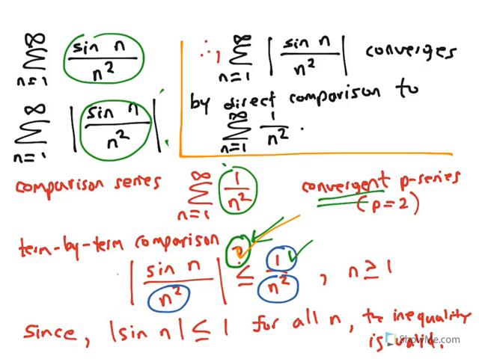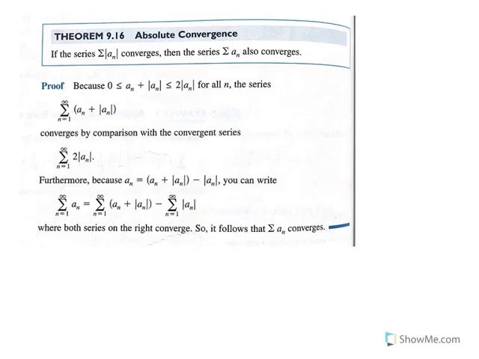Theorem 9.16 about absolute convergence. So now we take a look at Theorem 9.16. What does it state? It states that if the corresponding absolute value series converges, then the original sine series also converges. Before we take a look at the proof of the theorem, let's just go ahead and use it for the problem that we were working on.